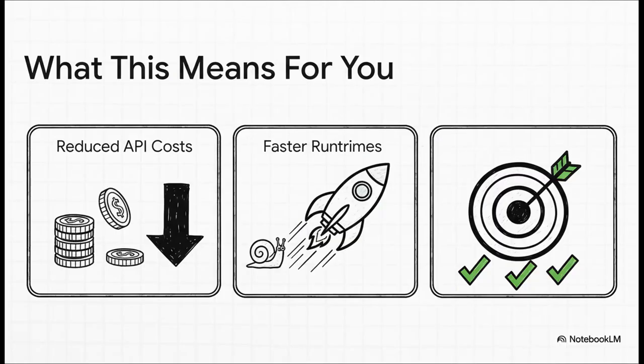The benefits you get are immediate and they are huge. First, your API costs are going to nosedive because you're only paying for the tough stuff. Second, your runtimes get way, way faster. Local code is always quicker than waiting on an API call. And finally, your results are often more reliable and accurate because you're using deterministic code for deterministic questions.